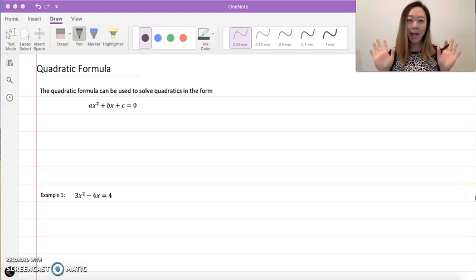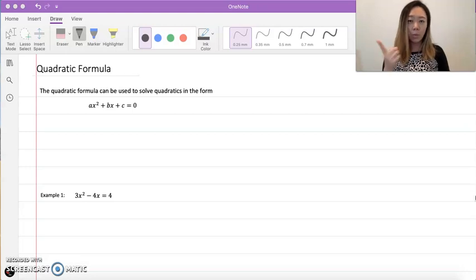Hi everybody, welcome back. So as you know, we are in our quadratic functions unit, and last week we started on solving for x when you're given a quadratic function. Last week we learned about the square root method. There are actually 3 different methods that we can use.